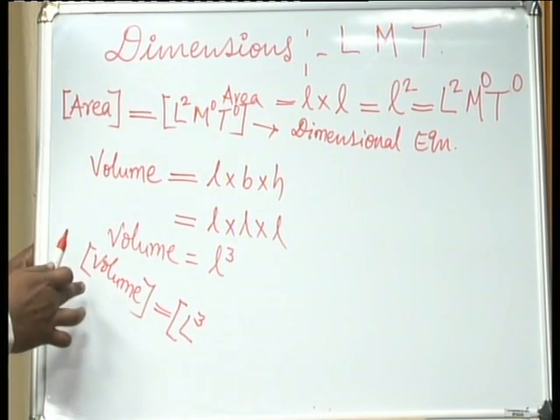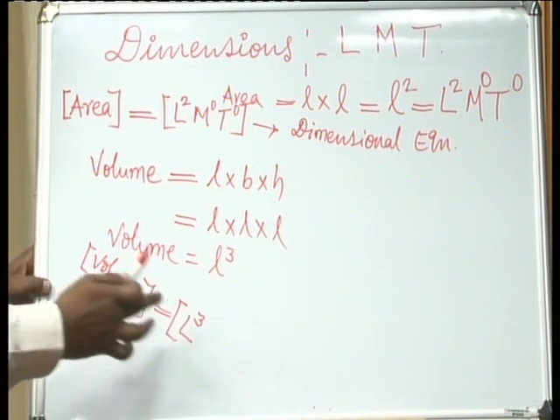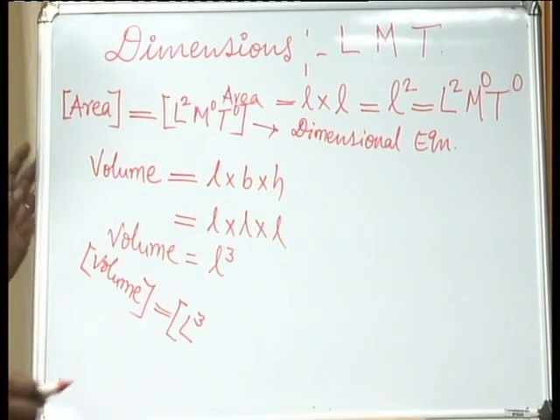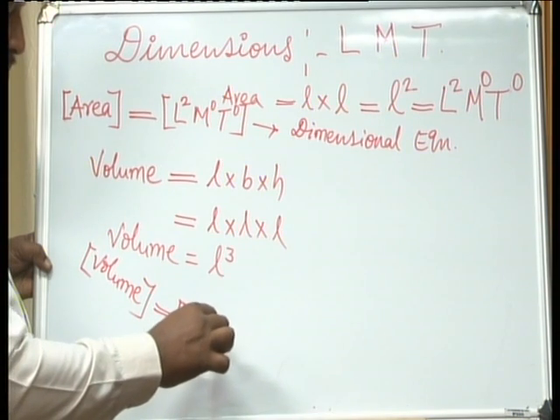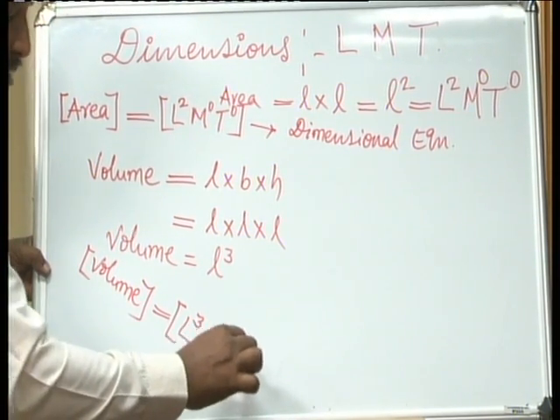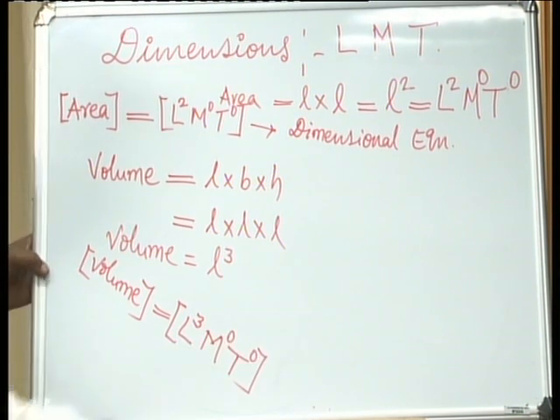While writing the dimensional equation of any physical quantity, use capital letters for length, mass and time and all other fundamental quantities. So, we are not using the mass, therefore, it is M power 0. We are not using the time, therefore, it is T power 0. This is the convention to be followed to write down the dimensional equation of any physical quantity.